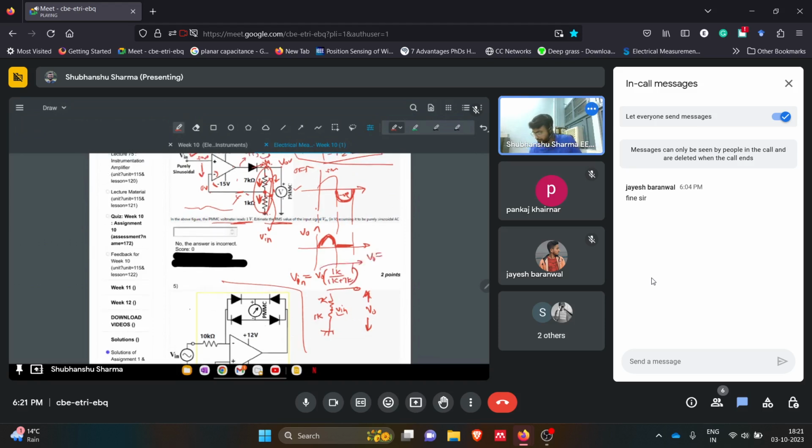Now our next step is to calculate V naught. V naught is the output of the PMMC meter, and the PMMC meter gives the average. Since this is a half rectified output, V naught is the average value for a half-wave sinusoidal wave. What is the average value of that? It is Vm by pi. For a full sinusoidal wave, it is 2 Vm by pi.